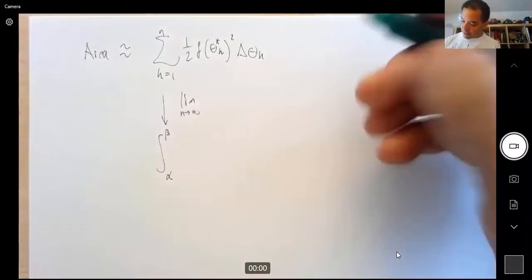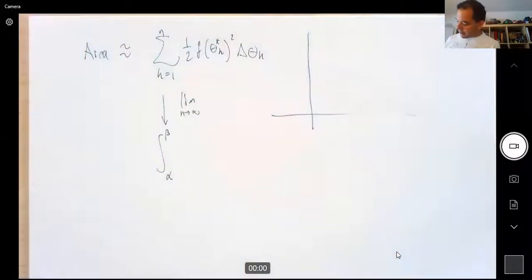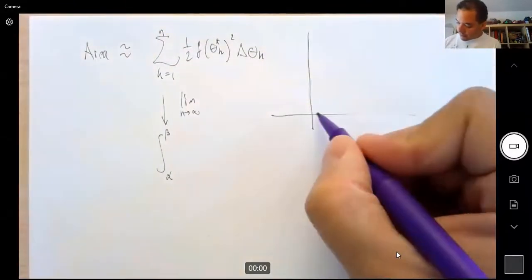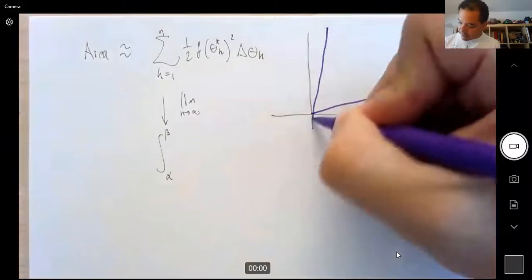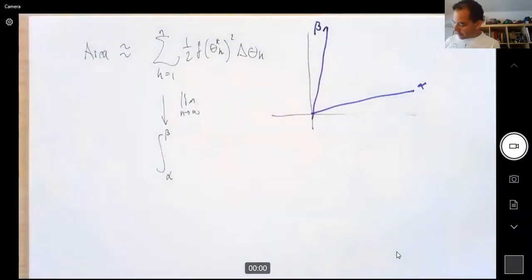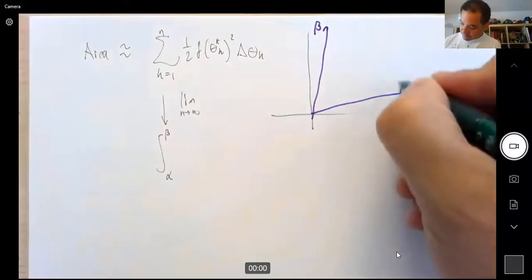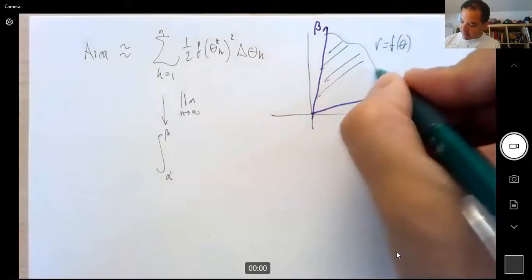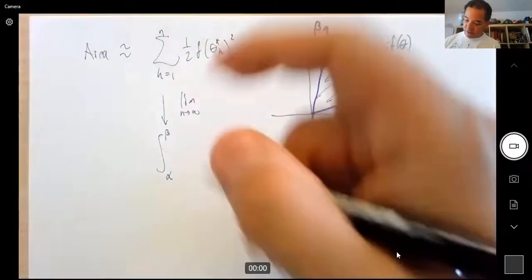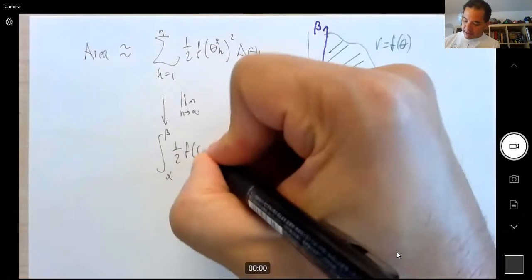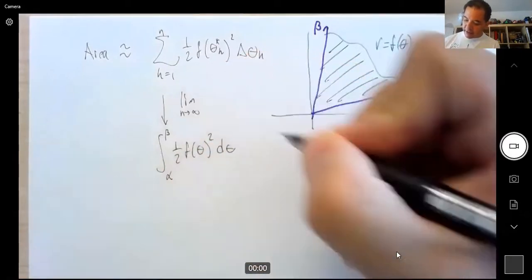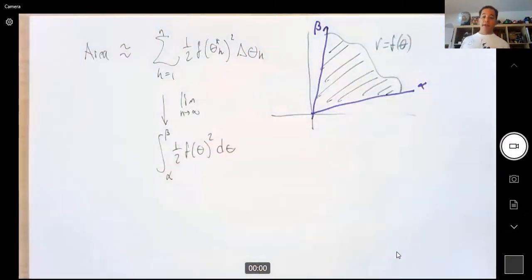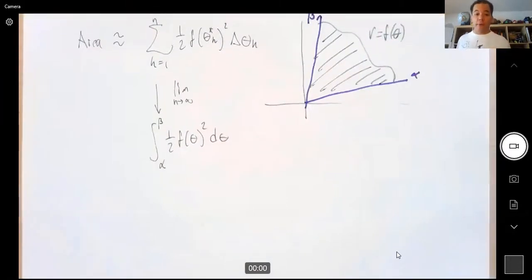Let me do our picture over here of our situation. So we were doing from alpha to beta, and we had some curve here. We want to get this area. So this is going to be 1/2 f of theta squared d theta. And it's a simple formula. Remember, you don't need to deduce where the formula comes from every time. You only need to know the formula.